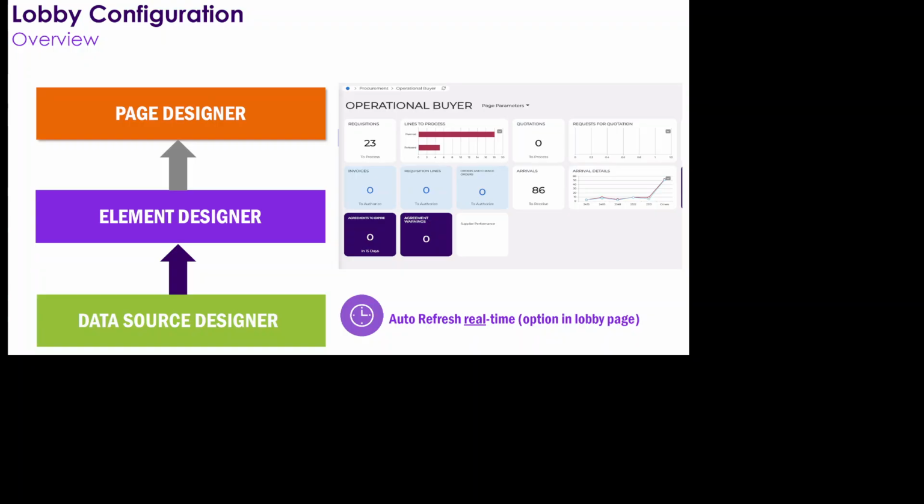The element could be, as you see here, a bar chart, a counter, or a line chart. There are many options to create an element based on the underlying data source that we created. Once we have the elements created, we can assemble them and put them together inside the lobby page. I will show you how we can design and modify an existing lobby page in the application.